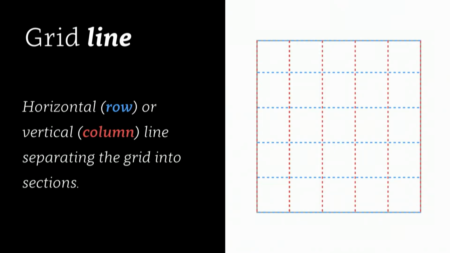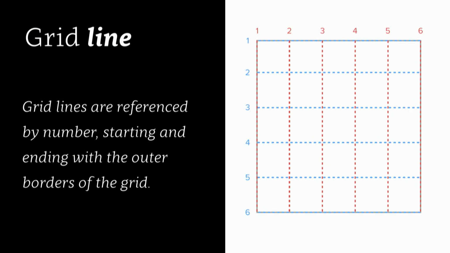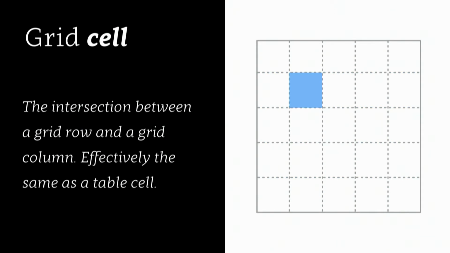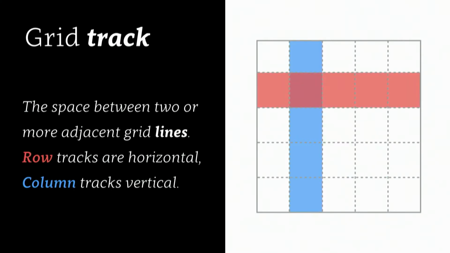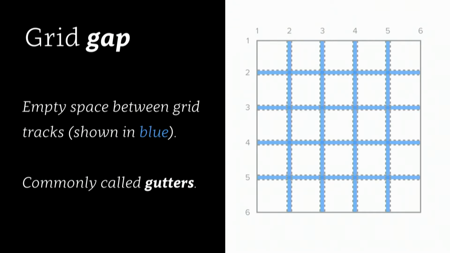A grid line is either a horizontal line or a vertical line inside the grid that defines where these grid items are. A grid cell is the intersection between two lines, horizontal and vertical. A grid area is any rectangular area inside that you've defined. It can be one or more cells. Grid tracks are either horizontal tracks or vertical tracks. And the grid gap is the thickness of the lines. So basically gutters. These are the tools you have to define a grid.